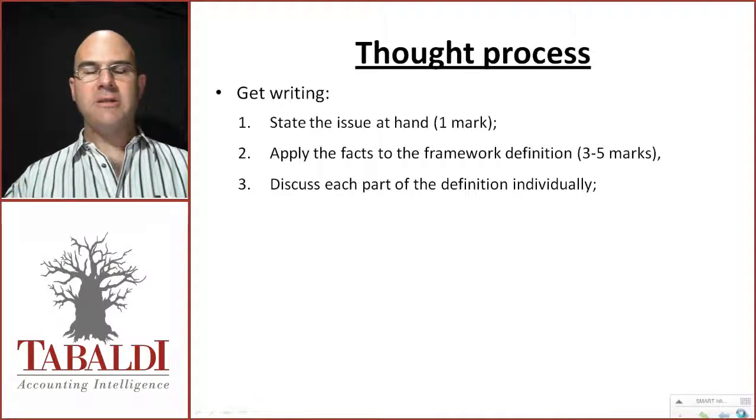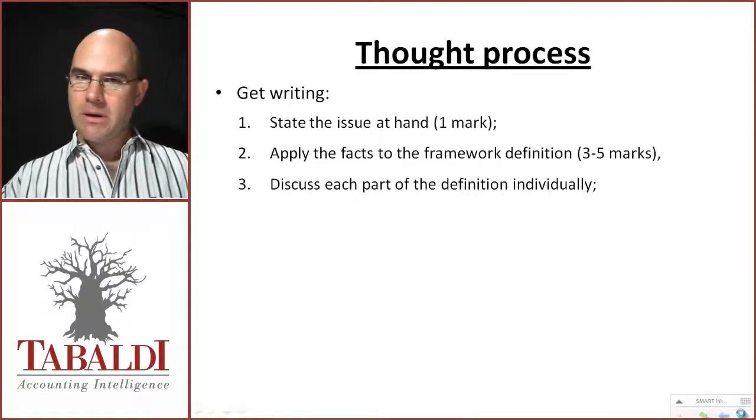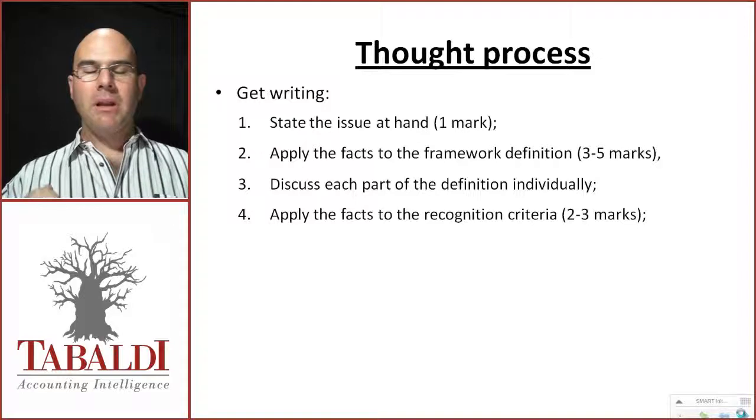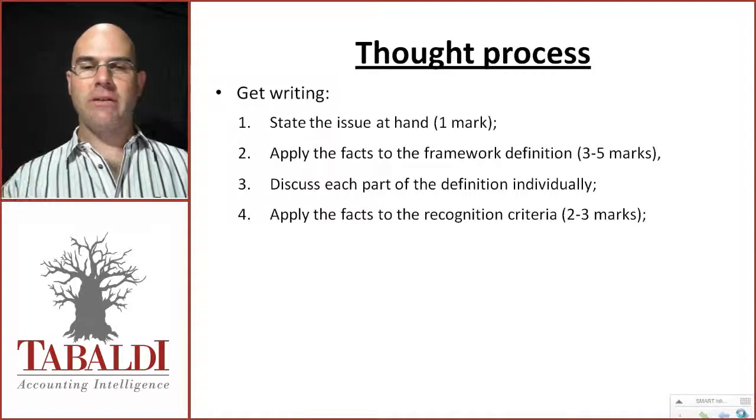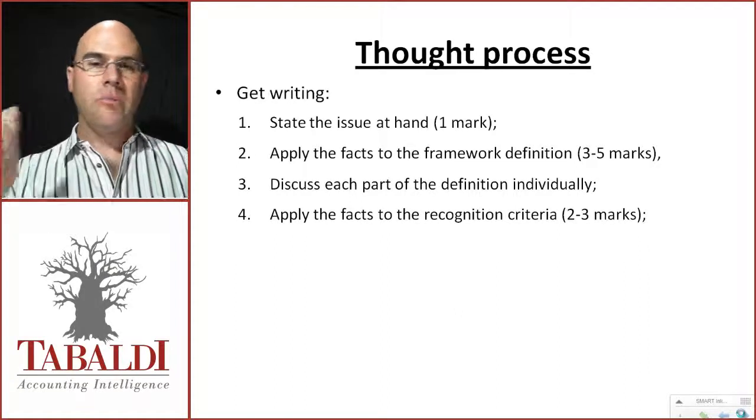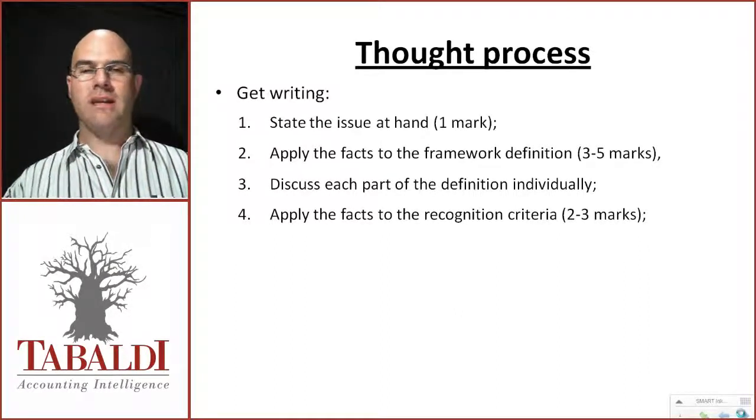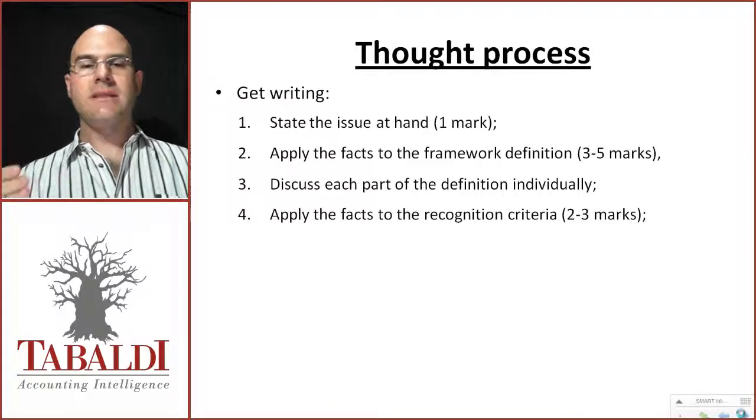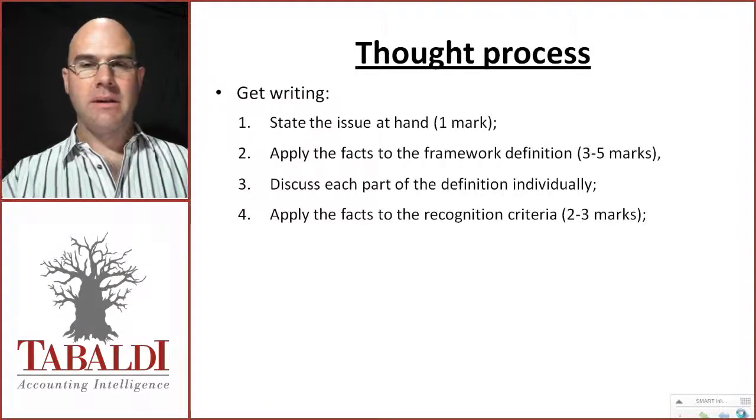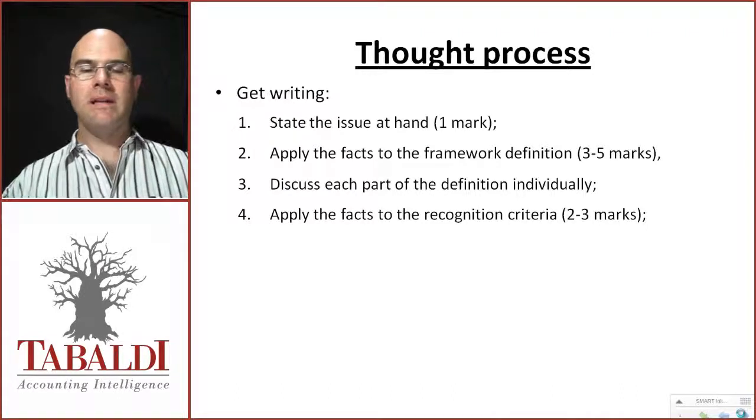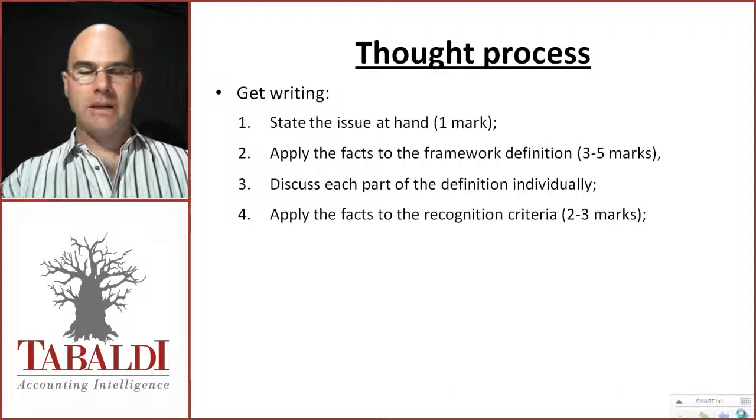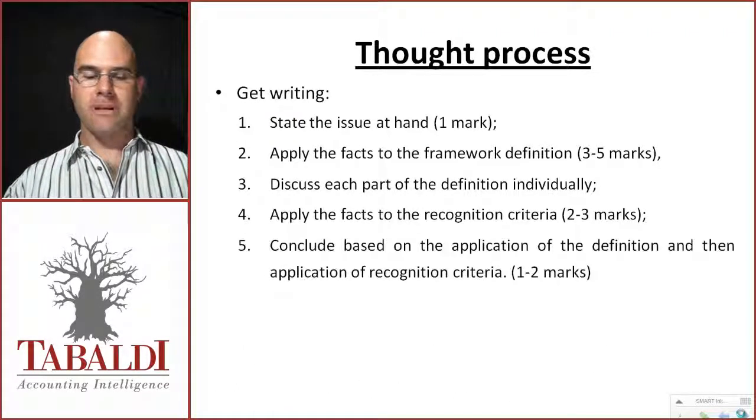Then discuss each part of the definition individually. Remember to do that. Apply the facts then to the recognition criteria. So a new heading, recognition criteria. Subheading 1, probable future economic benefits. Discuss the facts given to you to that subheading. Subheading 2, second recognition criteria. There must be a value or cost that can be reliably measured and estimated. Apply the facts. Another 2 to 3 marks usually there.